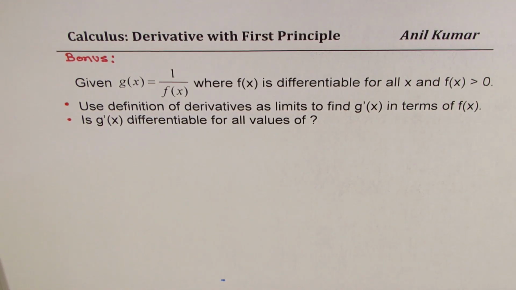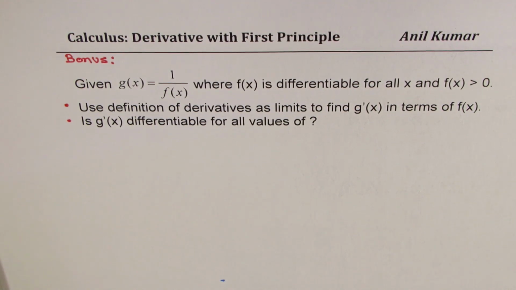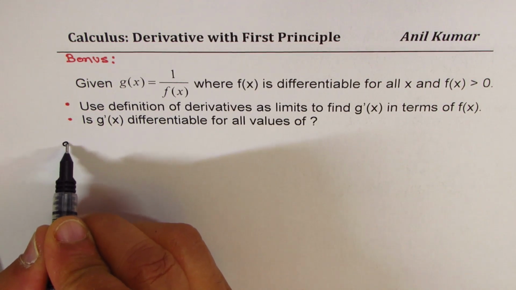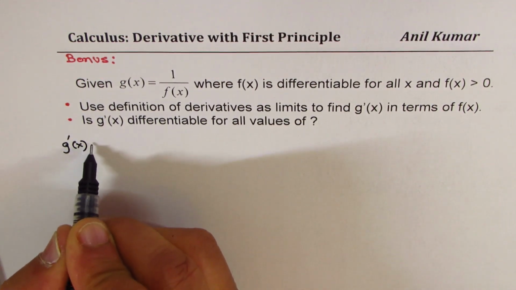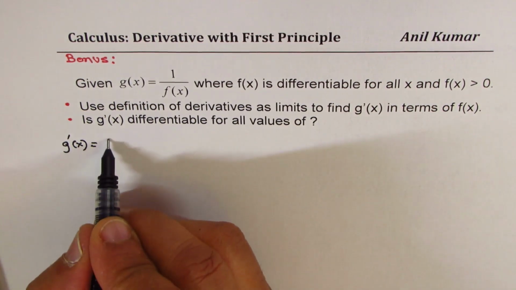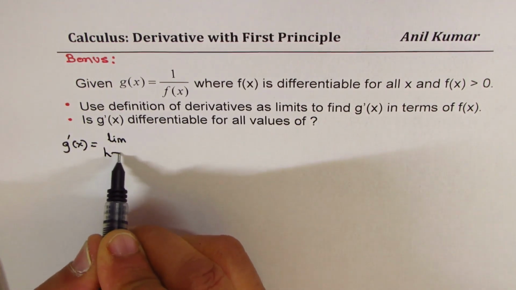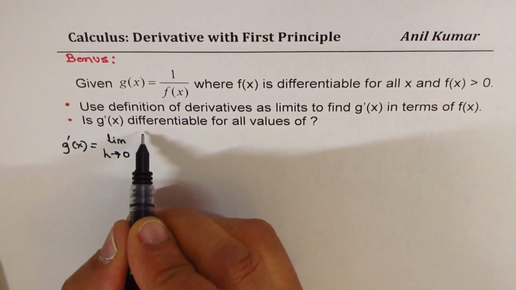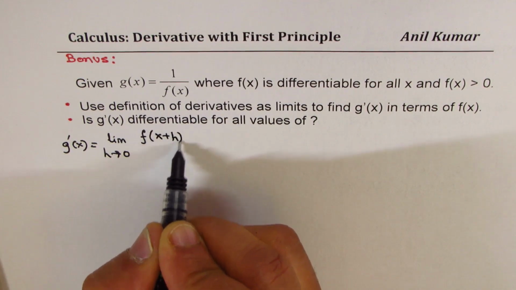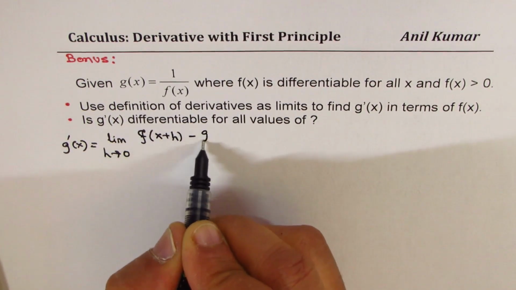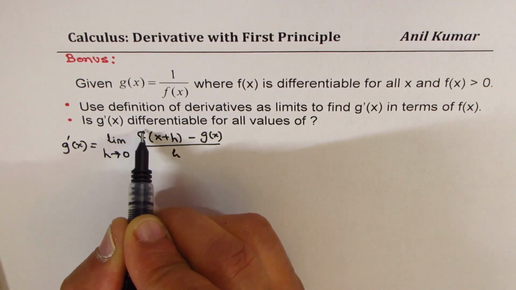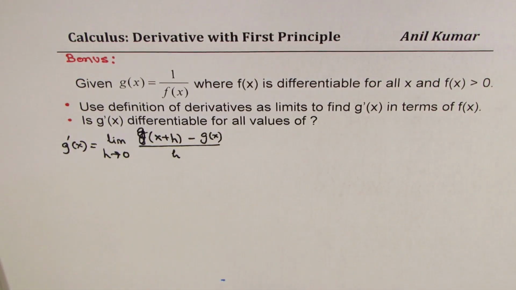Now, when we say definition of derivatives as limits, what do we mean? We mean that the derivative of g of x is g dash x, which is the limit as h approaches 0 of g of x plus h minus g of x over h. Okay, that's what we mean.